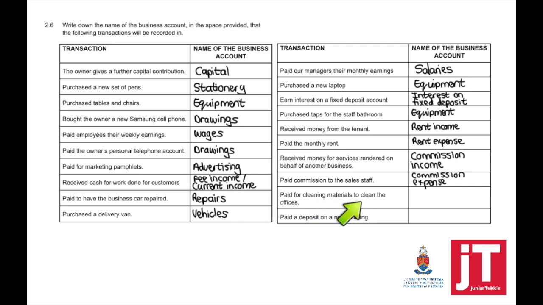Paid for cleaning materials to clean the offices. So if we buy cleaning materials to clean the offices, this is regarded as consumable stores. Anything that we consume in our business, not for the purpose of reselling, but we are using it in our business, like cleaning materials, is consumable stores. Paid a deposit on a new building. So this means that we are purchasing new buildings that will be regarded as land and buildings.